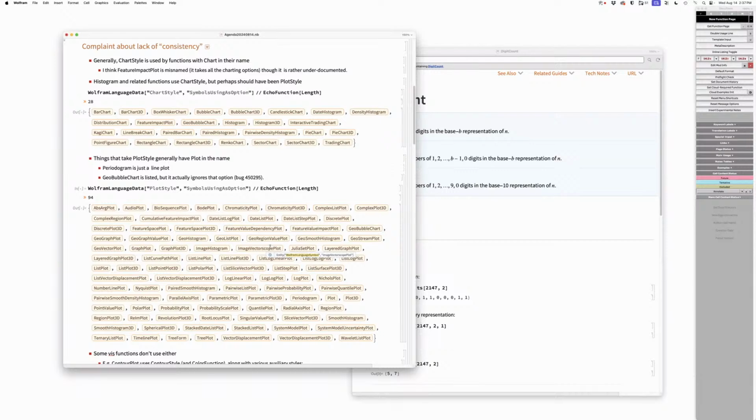And let me point out, basically almost everything has chart in the name, and there are perhaps one or two things that are sort of wrong, but that's basically correct. And not all viz functions have a plot style, right? Contour plot doesn't take a plot style. So it's not like there's some contour style, doesn't it?